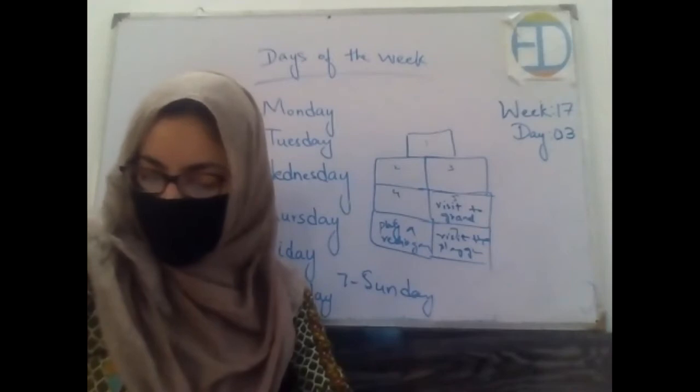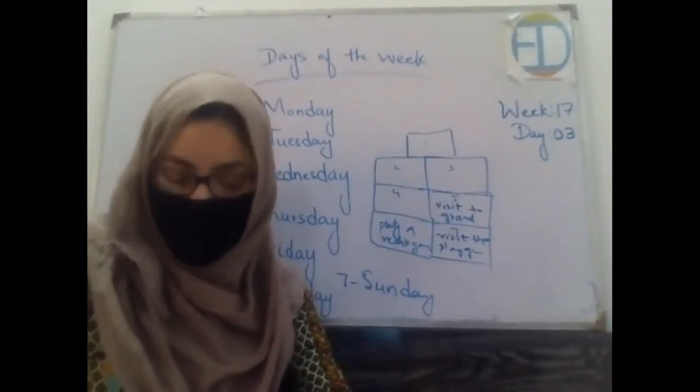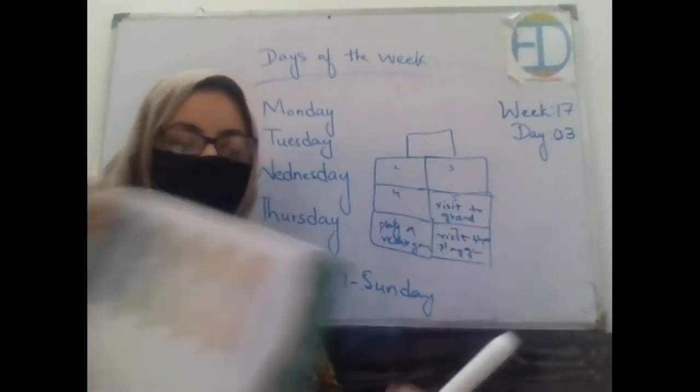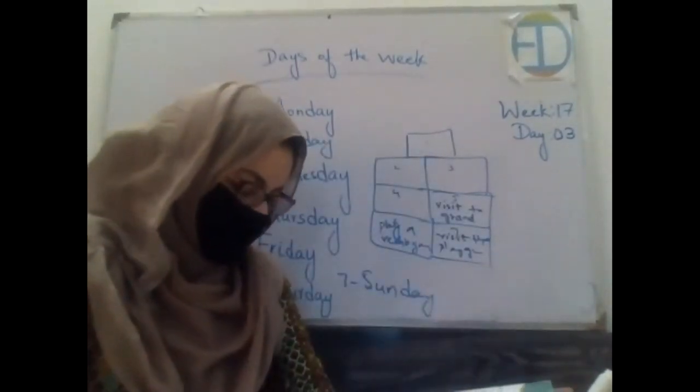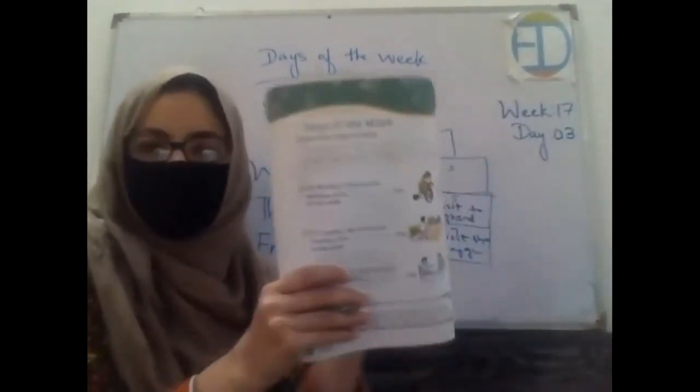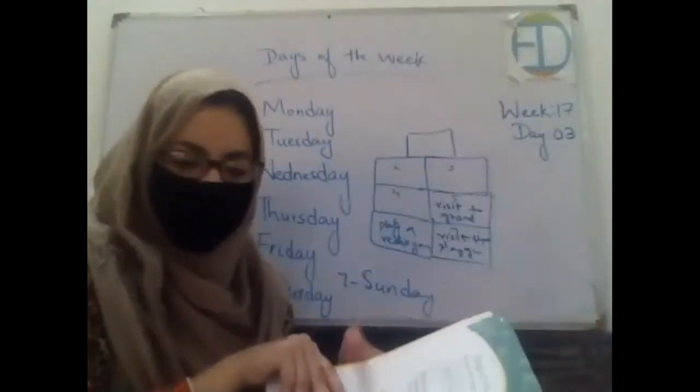Okay, now let's move toward the exercise which is in your book. So I want all of you to please open your book page number 86. We will be doing two pages together. They are 86 and 87. This is page number 86. Please open this.